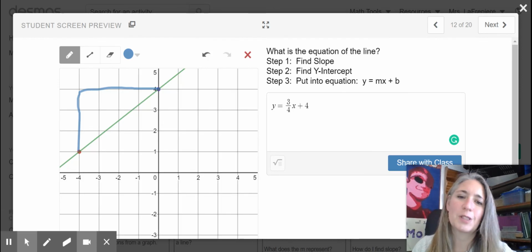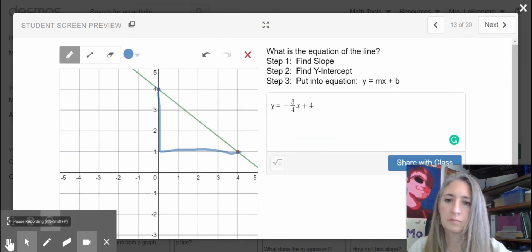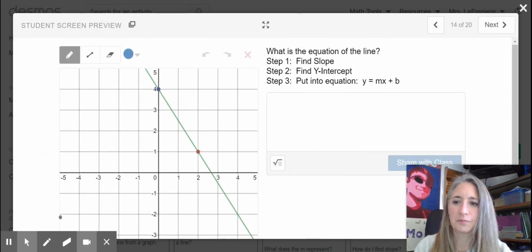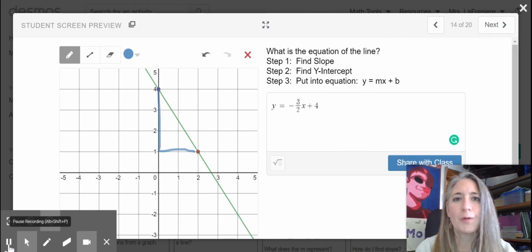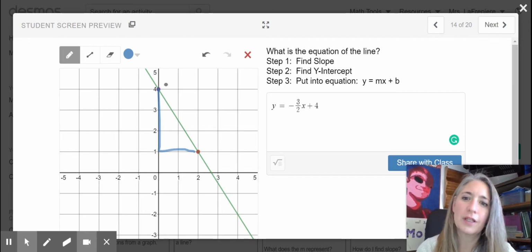This one was y equals 3/4 x plus 4. It was pretty much the same graph, just moved up. Notice with this one, we went down first, so my slope should have been negative. So -3/4 x plus 4. This one was also going down first, so y equals -3/2 x plus 4.